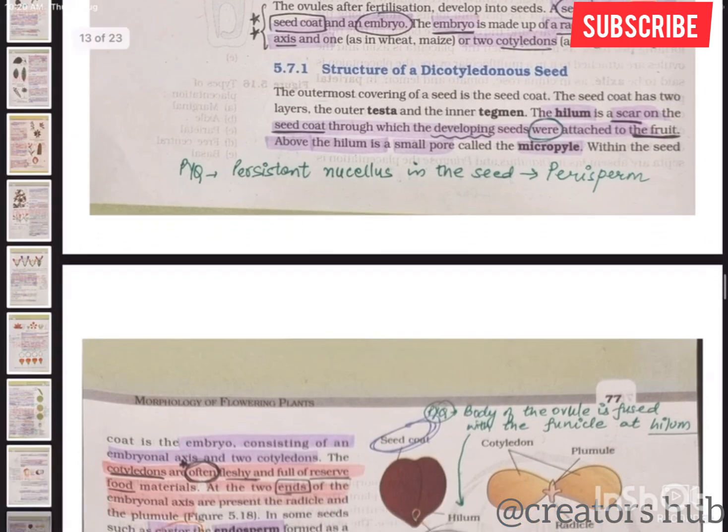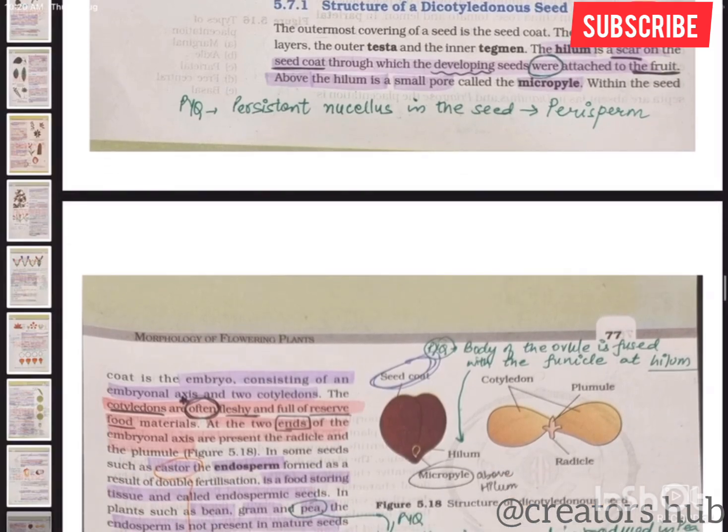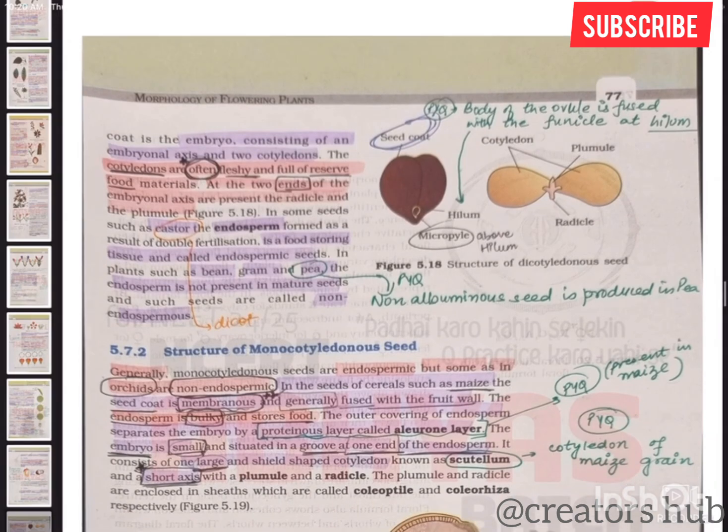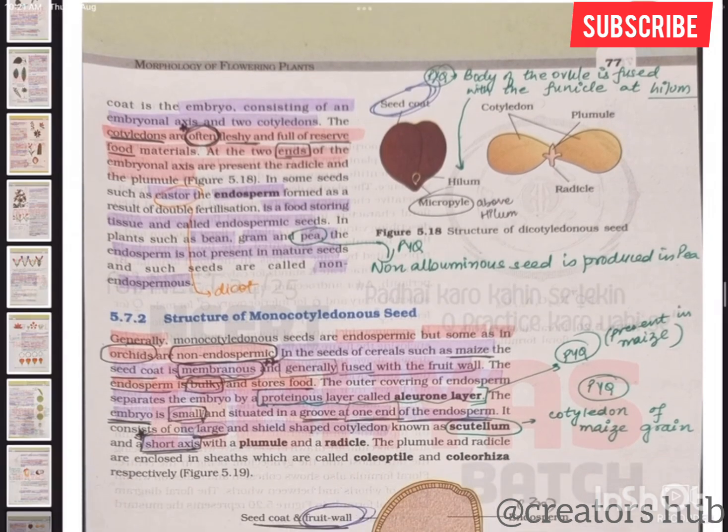Structure of dicotyledon seed. The outermost covering of the seed is the seed coat. The seed coat has two layers, the outer testa and inner tegmen. The hilum is a scar on the seed through which the developing seed was attached to the fruit. Above the hilum is a small pore called the micropyle. Within the seed coat is the embryo consisting of an embryonal axis and two cotyledons.